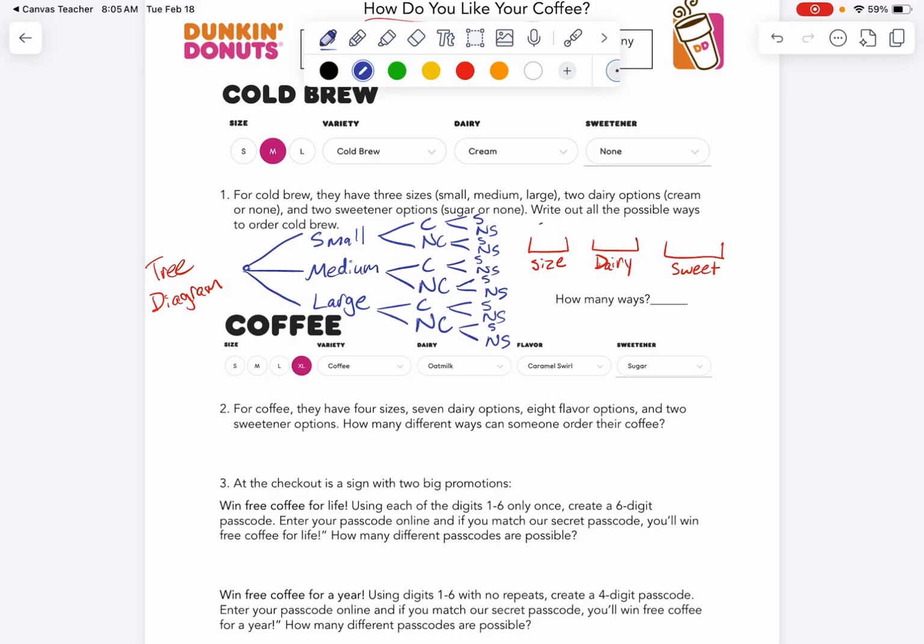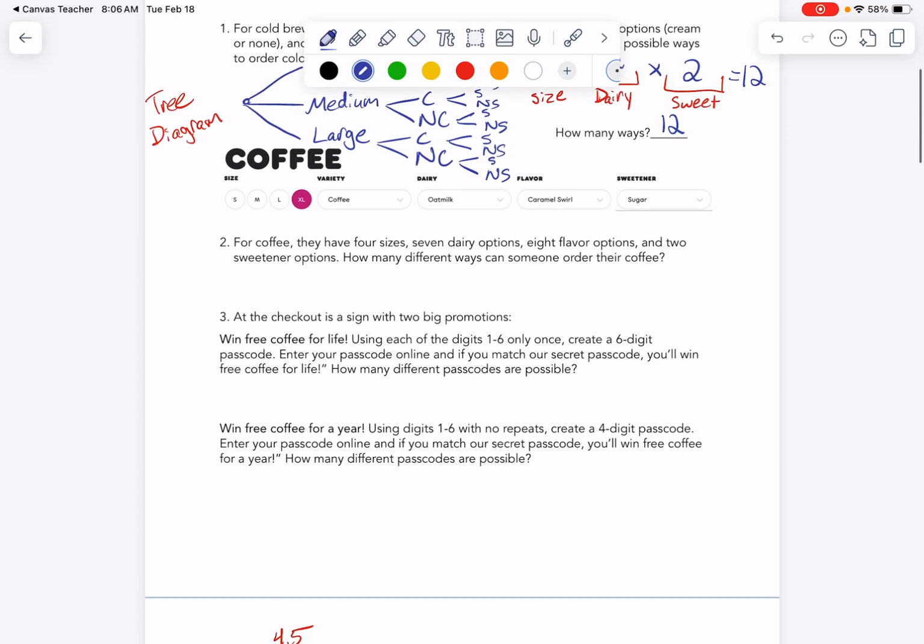Well, we had three different options for size. We had two different options for dairy and two different options for the sweetener. Now, the whole point of this, what's called the multiplication counting principle, is if I want to know how many combinations there are of something, I can just multiply all of my options together. So 3 sizes times 2 dairy options times 2 sweetener options would be 12 combinations in total. So 12 different ways.